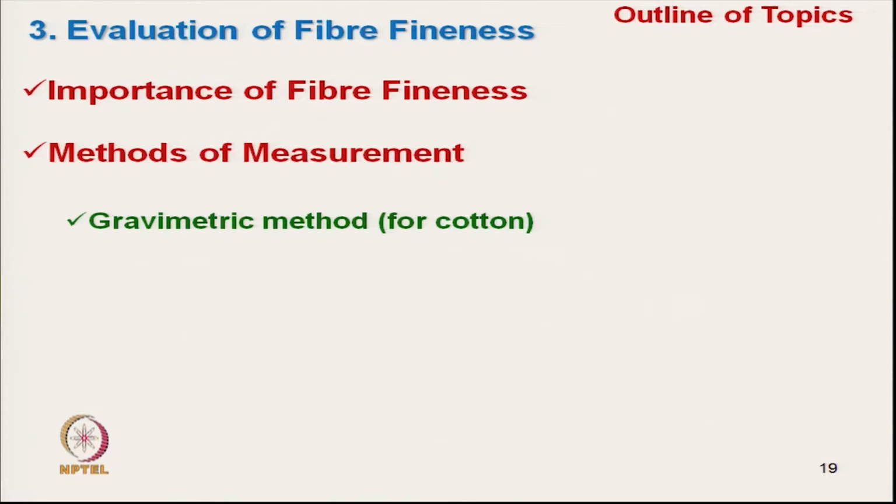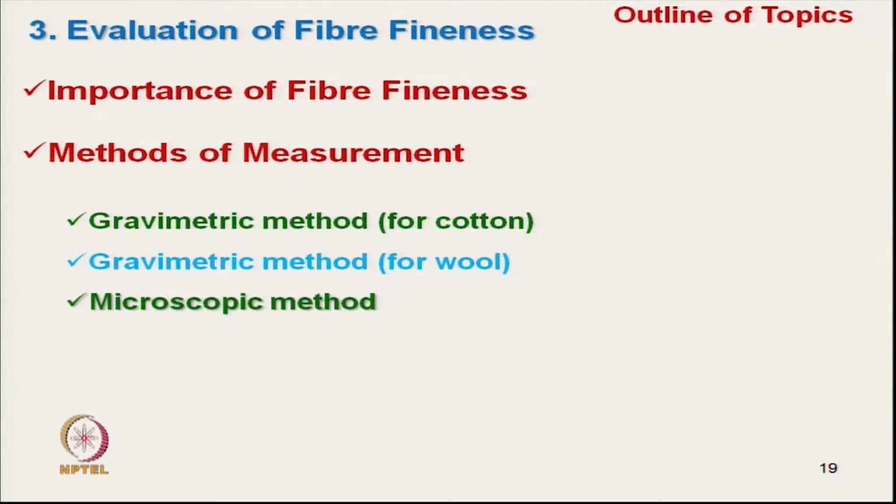First is the gravimetric method, it is for cotton. Next is the gravimetric method for wool. So there are two different gravimetric methods that we will discuss. Then the microscopic method of measurement. The microscopic method is basically for fibers that are circular in nature. Basically for wool we use the microscopic method, because wool more or less is circular in nature.